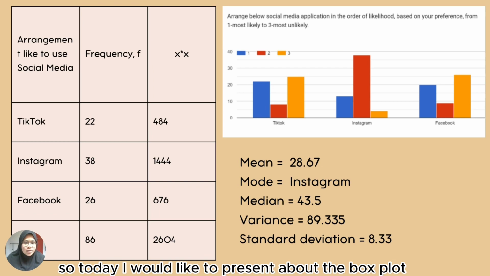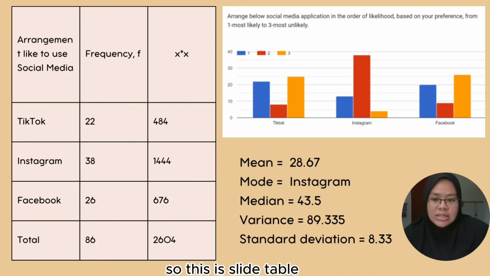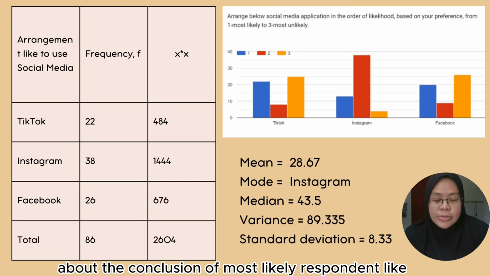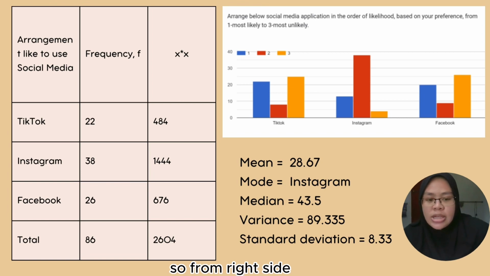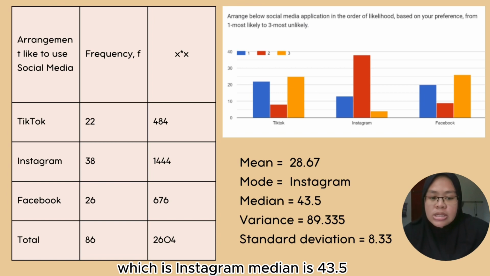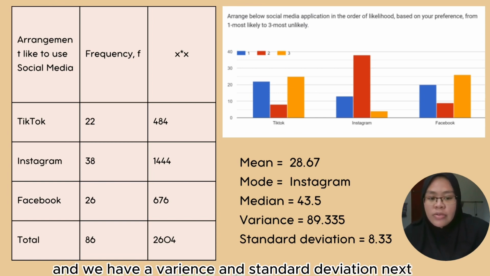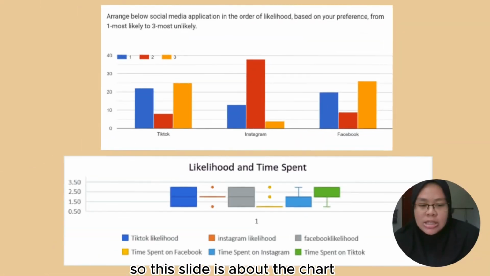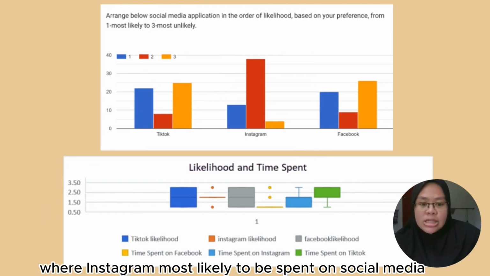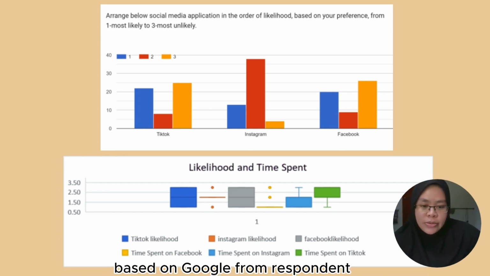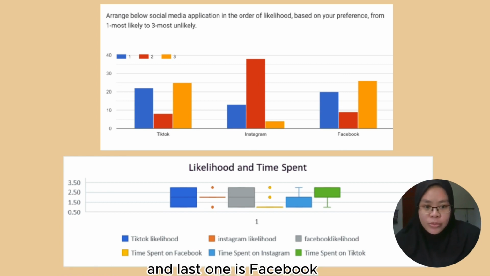So today I would like to present about the box plot. Next is the table about the conclusion of what respondents most like to spend time on, which is Instagram. Next is TikTok, and the last one is Facebook. The total frequency is 86. From this side, we have the descriptive statistics: the mean is 28.67, the mode is Instagram, the median is 43.5, and we have the variance and standard deviation. This slide is about the chart and box plot, where we made the conclusion that Instagram is the most likely to be spent on among social media based on Google Form respondents, and next is TikTok, and last is Facebook.